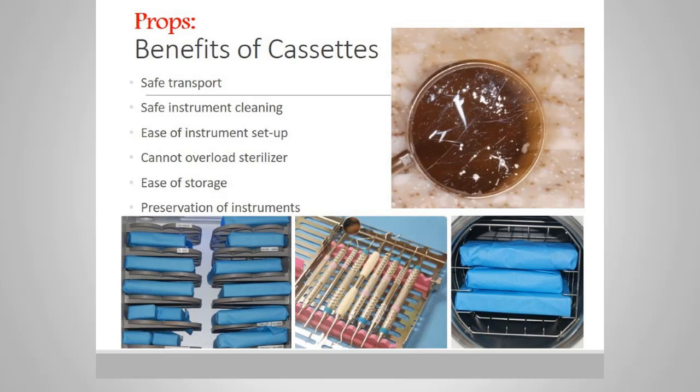And then look at the final image of my mouth mirror on the right-hand side. This instrument was processed loose in an ultrasonic numerous times, and you can see the scratch and abrasion marks of other instruments rubbing against it in the ultrasonic cleaner. If you utilize cassettes, those mouth mirrors will be safe within the cassette, and no instruments can rub back and forth on them, and it will preserve your instruments in the long run.